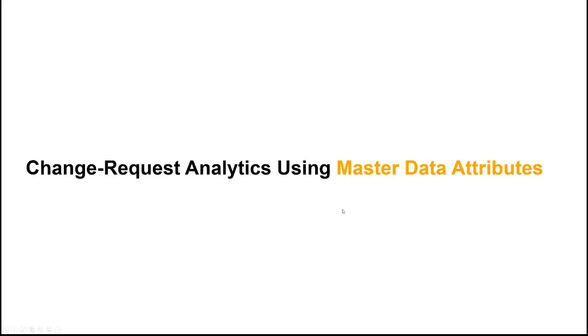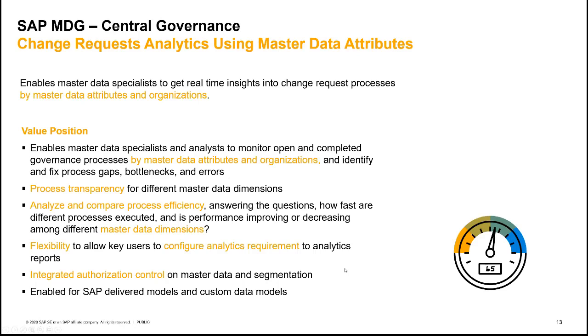So next topic, we are going to look at the change request analytics using the master data attribute. This functionality enables the master data owner or specialist to analyze the change request process by using the master data attributes and even the organization data. Because mostly the business is organized or structured by these attributes, the approval process might also be attribute dependent. For example, the finished goods product process must be completely different from the raw material process, right? Different organizations or different approval steps are needed.